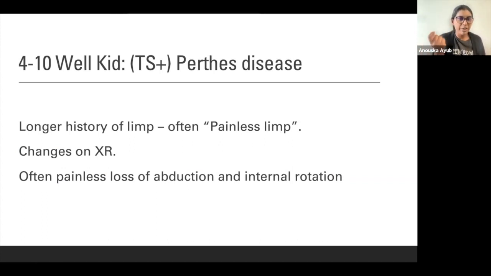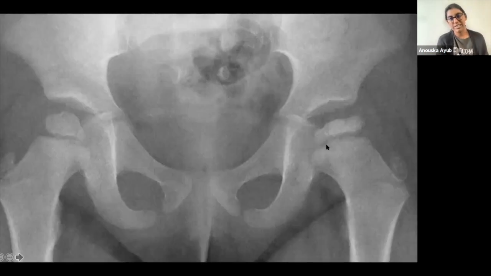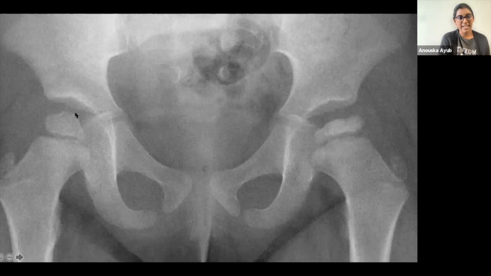That also goes with quite often painless loss of abduction compared to the other side, and loss of internal rotation. You have to be very keen with your examination to pick up an early Perthes. And on the x-ray, there will often be changes. Sometimes it will look really obvious like this. So you see here, a fairly normal hip, a squished epiphysis with a bit of sclerosis here, Perthes disease, that you won't really miss on the x-ray.